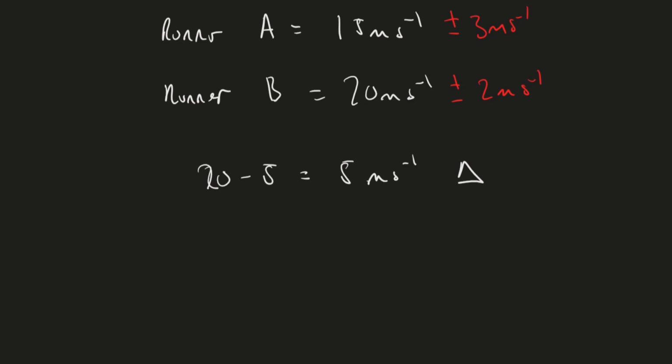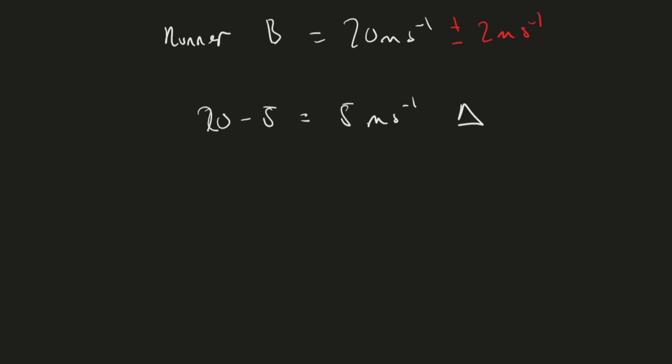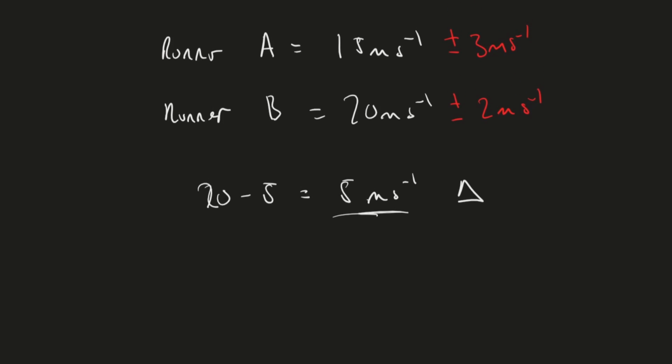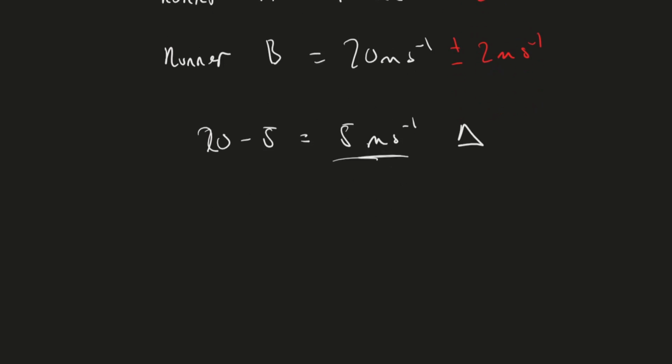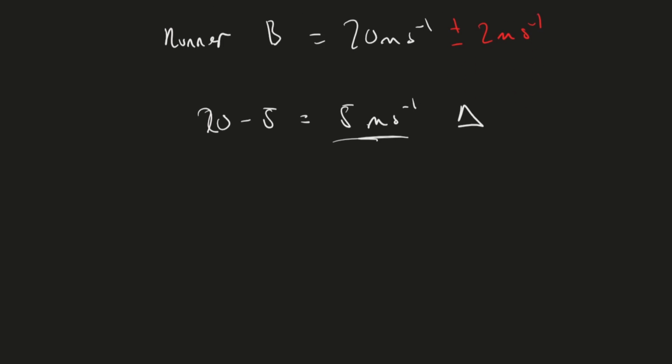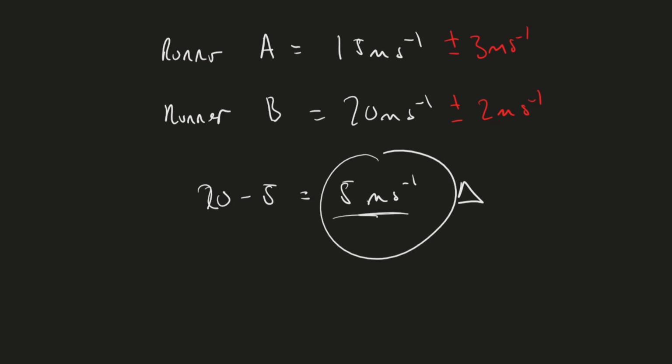The way we do that is when it comes to adding or subtracting data, all we need to do to calculate the uncertainty of our calculation is add the absolute uncertainties. Here, the absolute uncertainties were 3 and 2. So the absolute uncertainty of the new value that we calculated, the delta, would be plus minus 5, right? 3 plus 2 equals 5, and so this becomes 5 meters per second plus minus 5 meters per second.